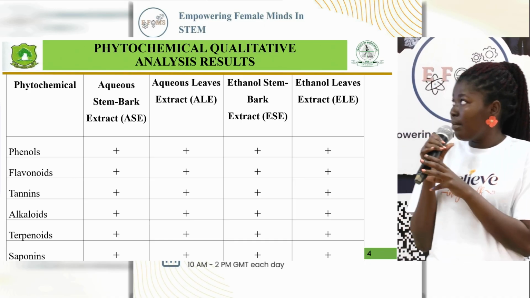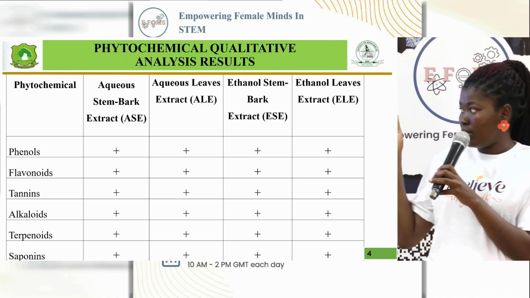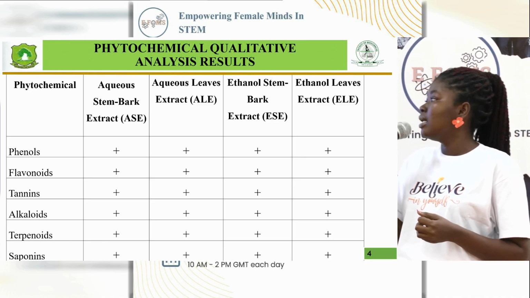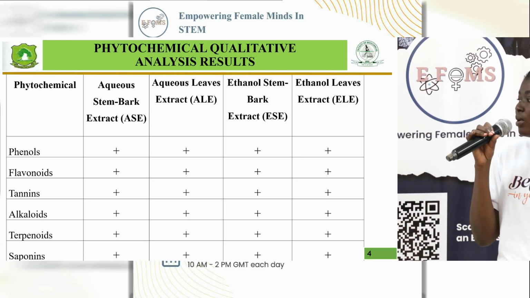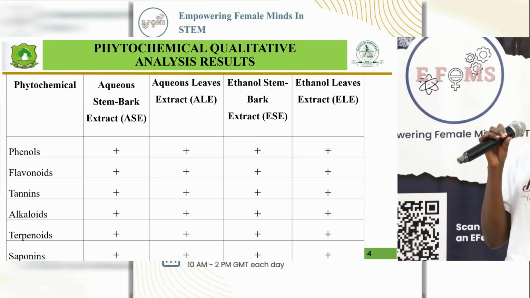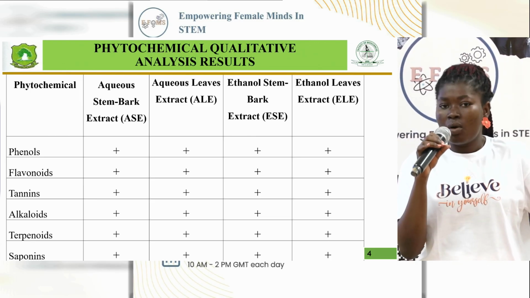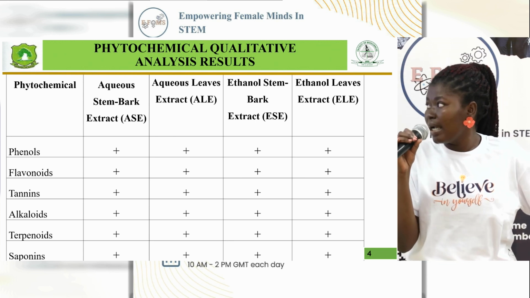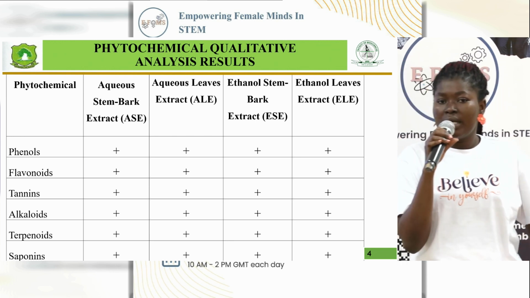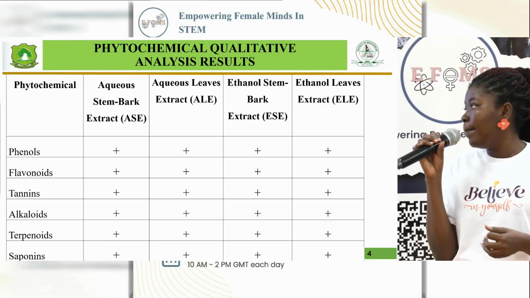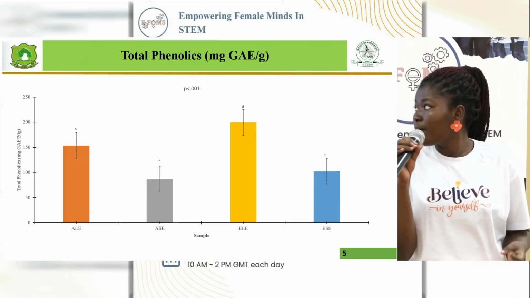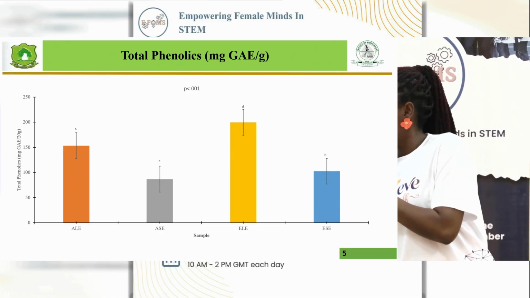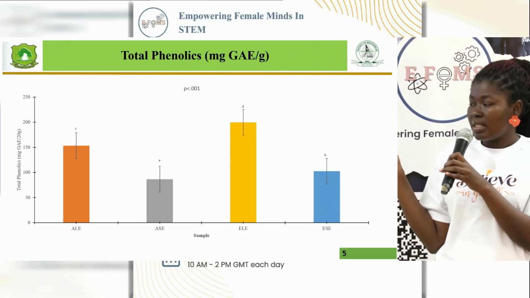So after the qualitative phytochemical analysis, these are the results we had. We were able to determine that there were phenols, flavonoids, tannins, alkaloids, terpenoids, and saponins in all the various extracts of the stem bark and the leaves. And then we quantified only the phenols, flavonoids, and tannins. Next slide. So this is the quantification of the total phenolics within the various extracts.